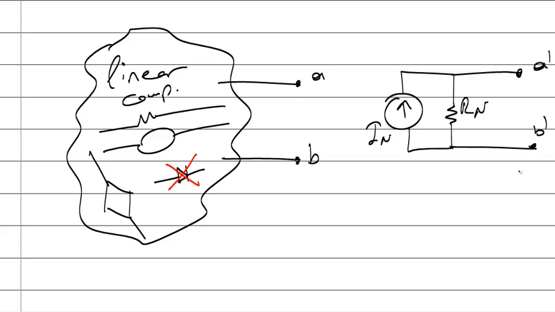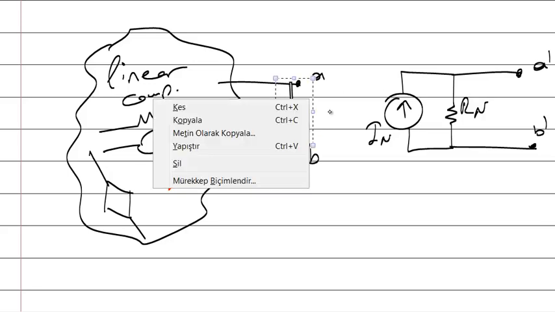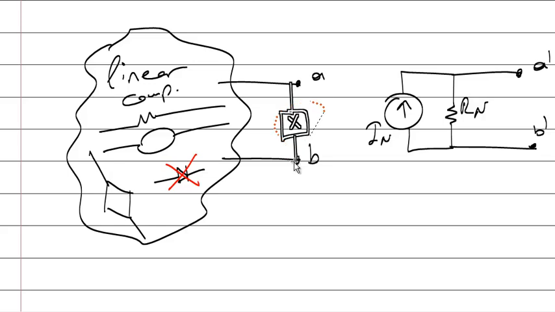Okay, and then you can connect any component. This component can be linear or non-linear, it's not important. If you connect the component here, okay, like that, or if you connect the same component here, it will not understand any difference.